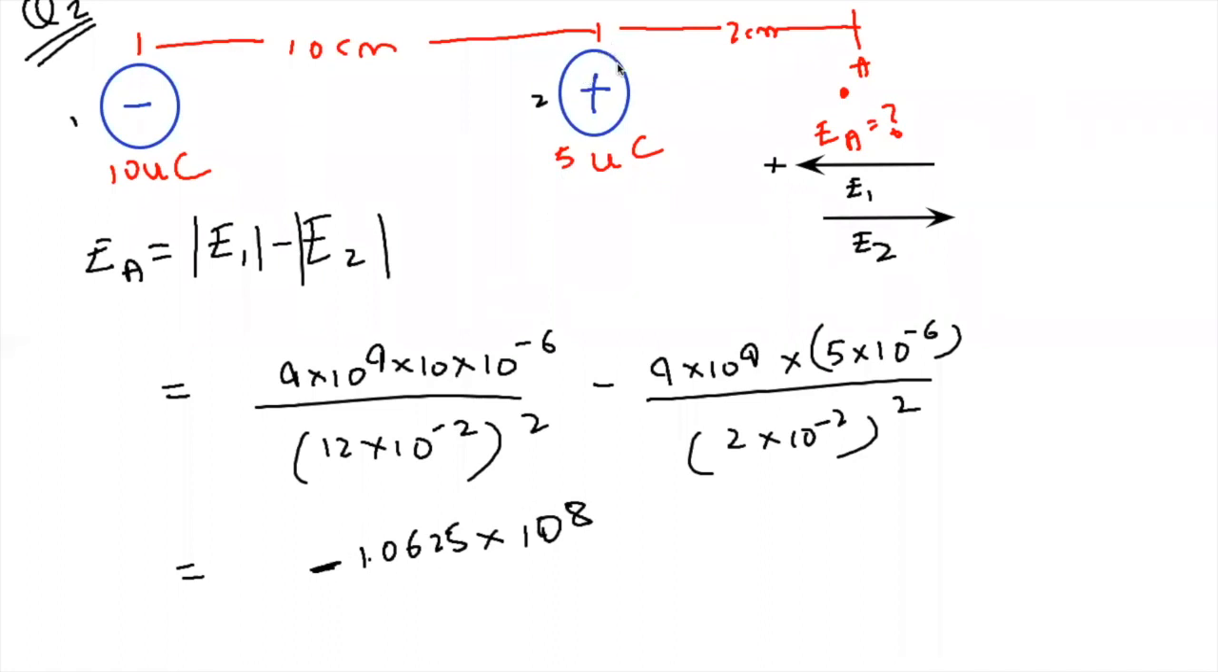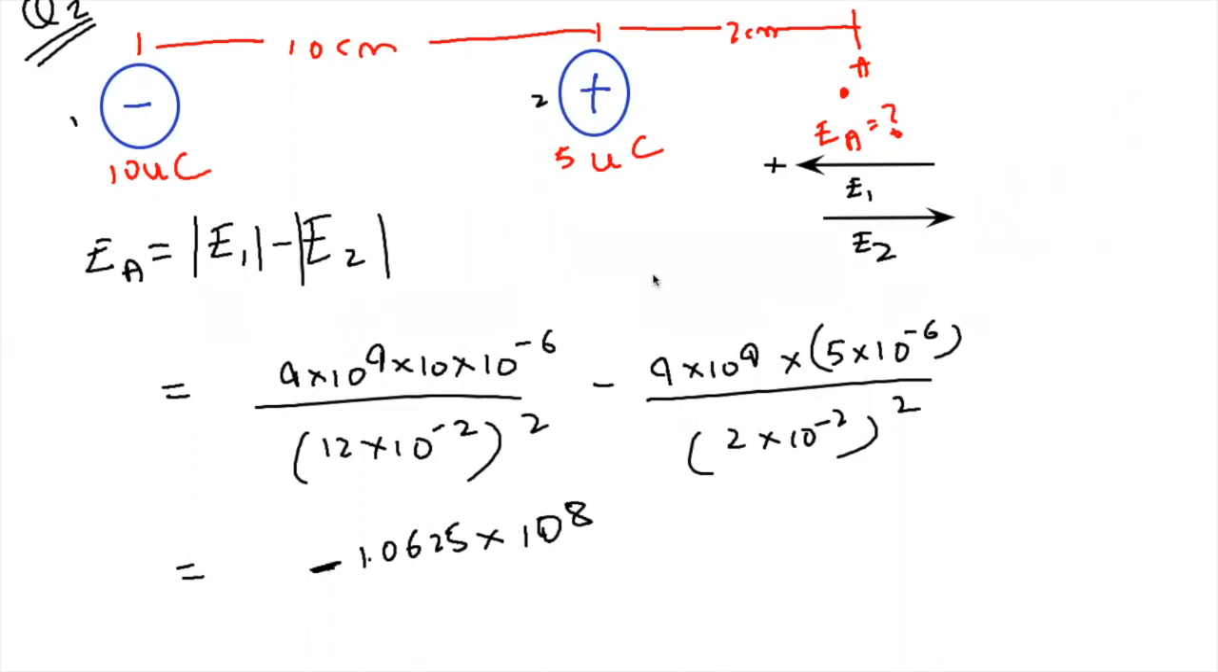My assumption that this E1 was greater was wrong because the distance right here is huge, right? This charge, even though it is smaller than 10, is closer to A. That's why this charge is going to have a stronger electric field. This means that if someone asked you to find the resultant electric field, it would be in this direction.